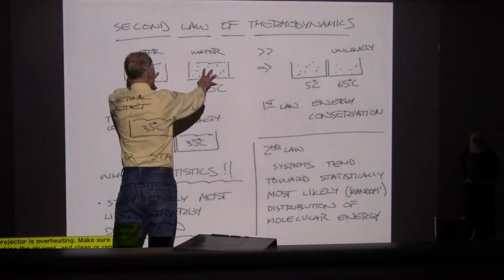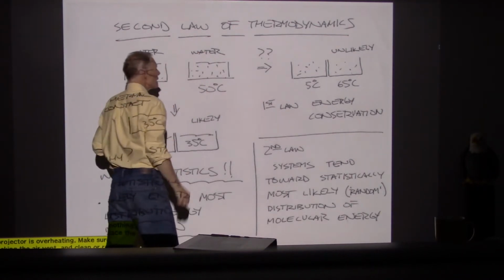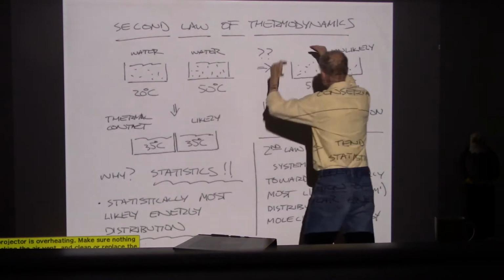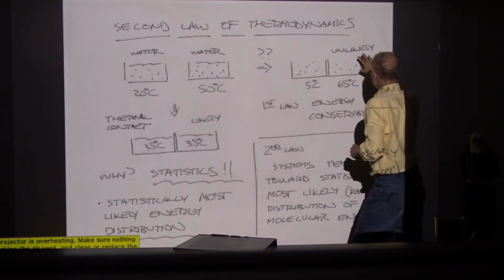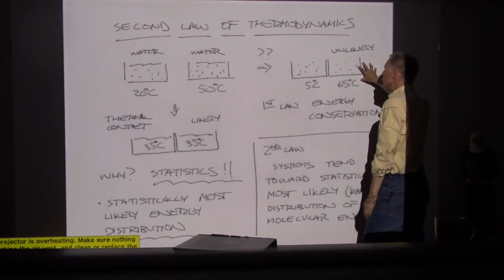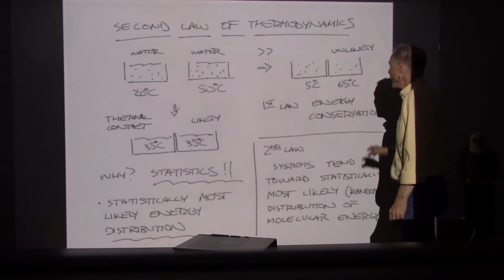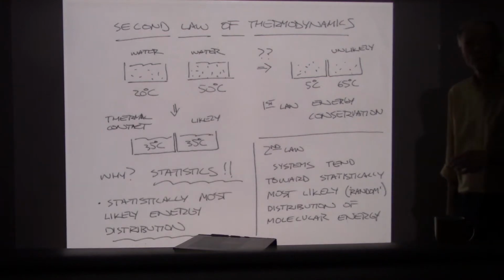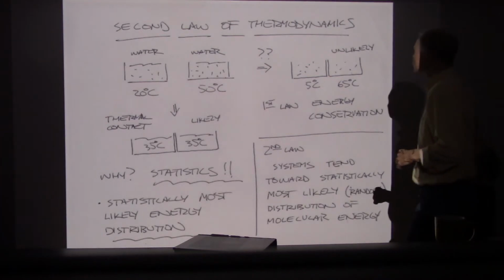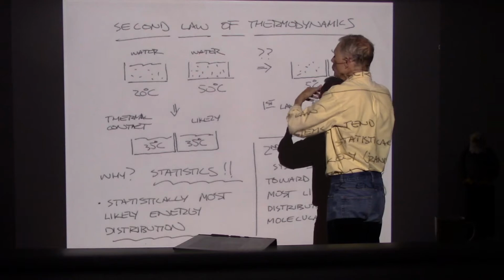What if we took these two samples of water, we put them together, and this part of the water dropped and got even colder, and this part raised in temperature? Well, that's not going to happen, but it still could happen based on energy conservation alone. So this doesn't happen. Why not?